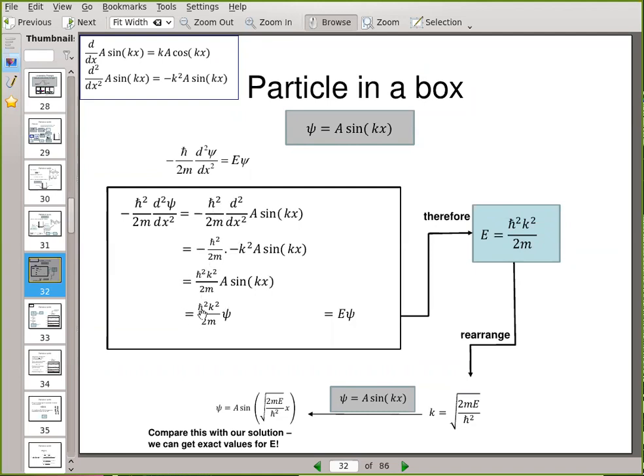Okay. So when you calculate it, you find that the constant you get in front of your function is h bar squared k squared over 2m, and that h bar squared k squared over 2m is equal to the energy. And so we can relate those energies, and we get that the energy is equal to h bar squared k squared over 2m. You can rearrange it to get k, and you'll find that your wave function could also be written in this way, where square root of 2mE over h bar squared is the k in this situation.